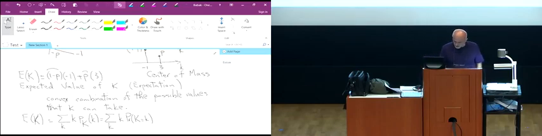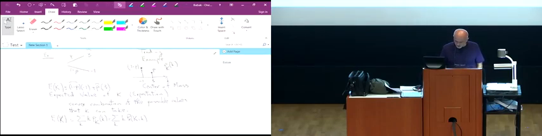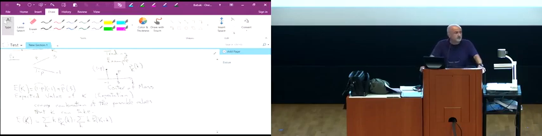So each possible value is just weighted by its corresponding probability.